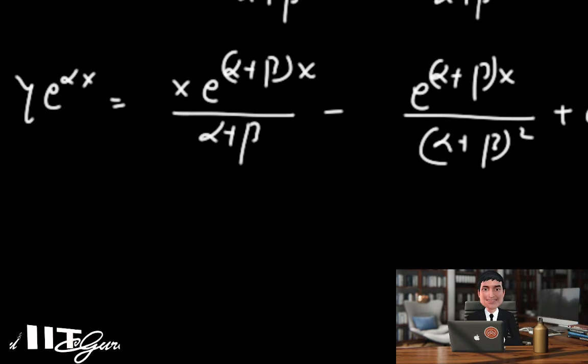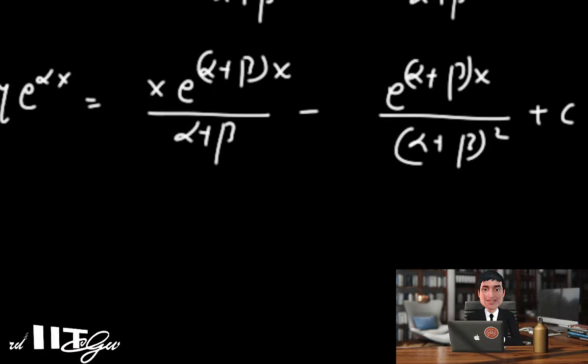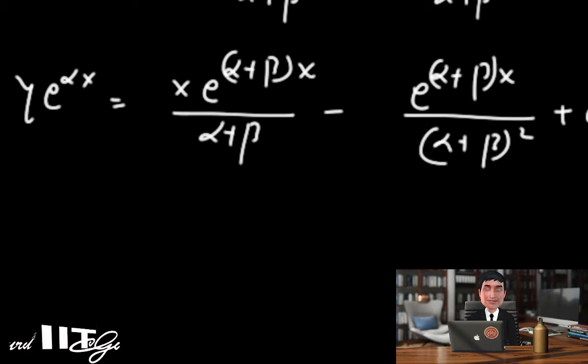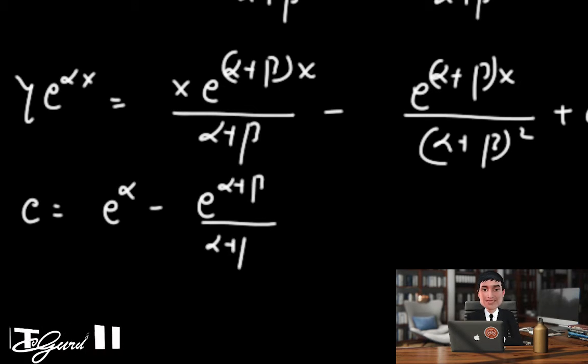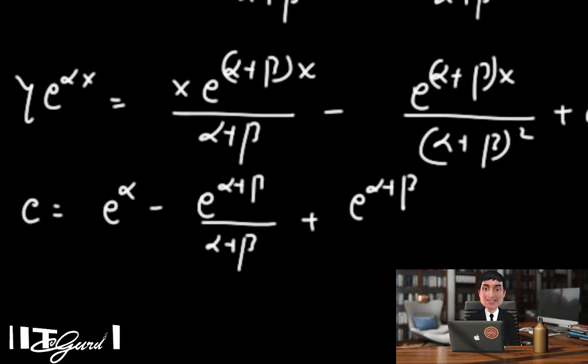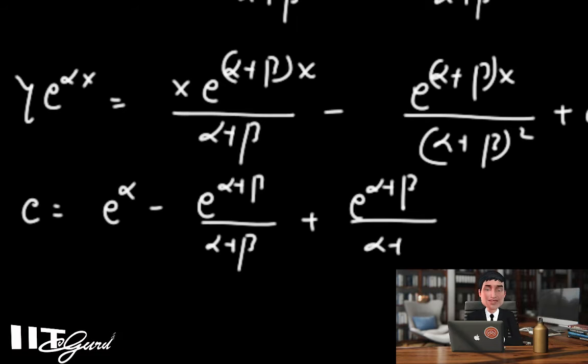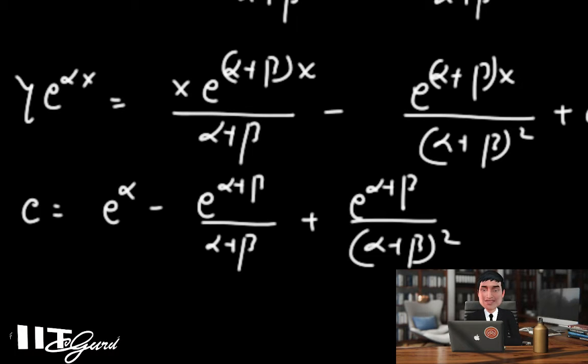and it means this is c. So we can think here, this implies c equal to e power alpha minus e power alpha plus beta upon alpha plus beta, and plus e power alpha plus beta upon alpha plus beta whole square. Okay, so now substituting these values of c in this equation, we will get the final result.